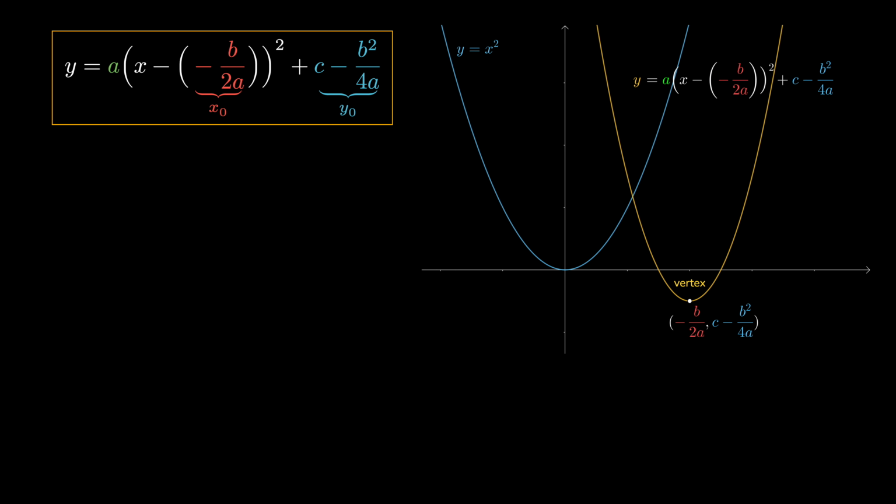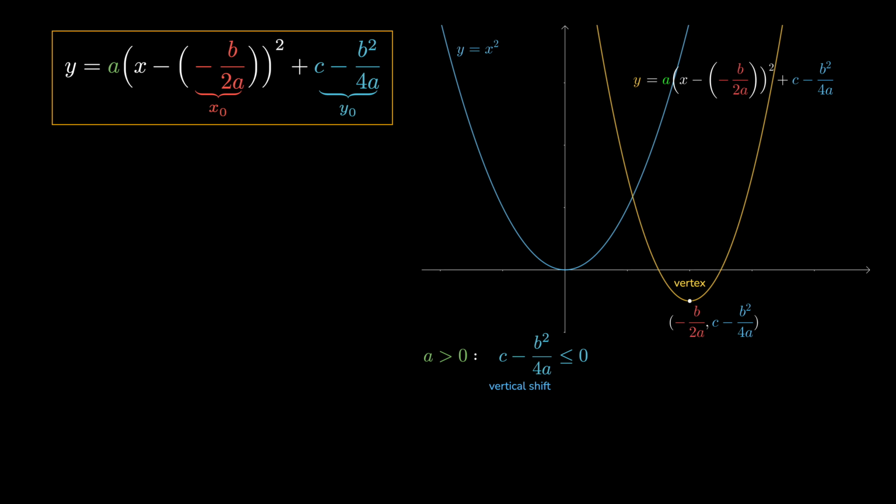The x-coordinate, which determines the horizontal shift, is negative b over 2a, and the y-coordinate of the vertex, which determines the vertical shift, is c minus b squared over 4a. So in the picture here, the scale factor of the yellow parabola is a positive number a, meaning we stretched it but didn't flip it upside down. And from the picture, we can see that the curve will intersect the x-axis when the vertical shift is less than or equal to 0. In other words, we will have a root of the quadratic equation.